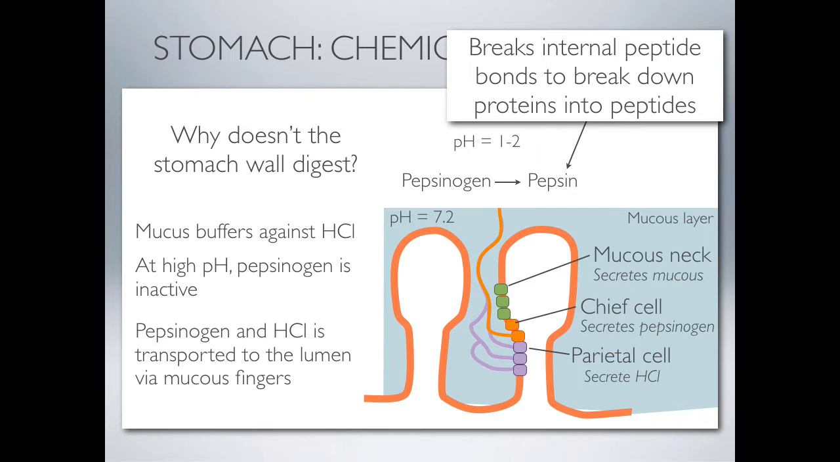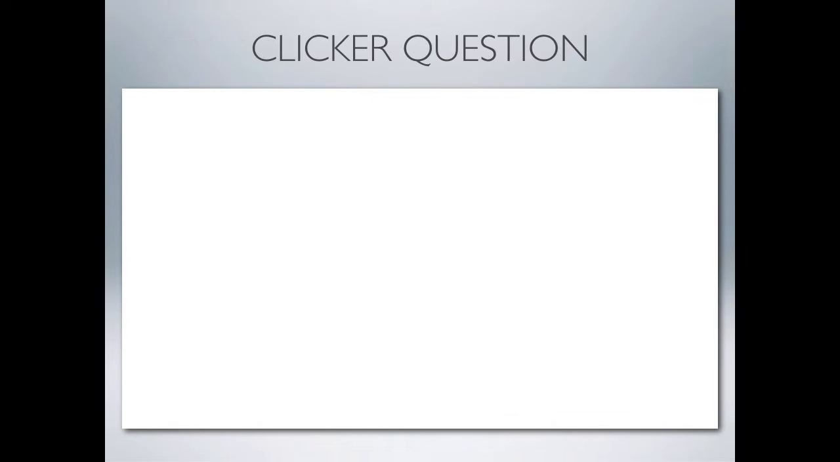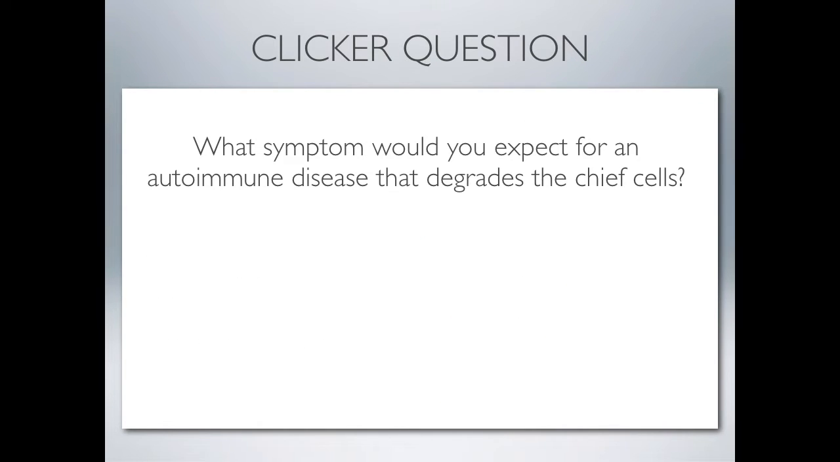Okay, so the way that the stomach doesn't digest itself is through the mucus layer, and it's still capable of transporting these toxic chemicals via those mucus fingers. So that brings us to a clicker question. What symptom would you expect in the scenario that you have an autoimmune disease that degrades the chief cells?